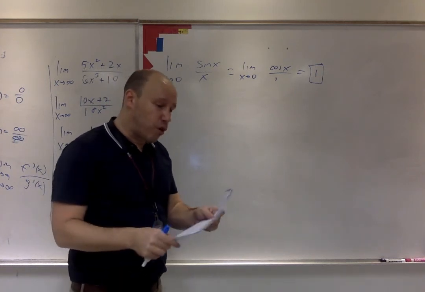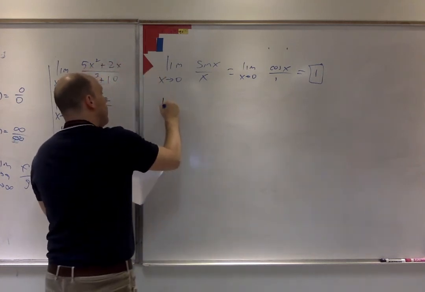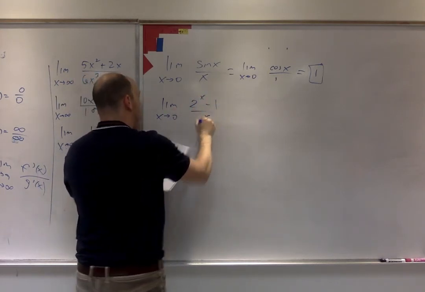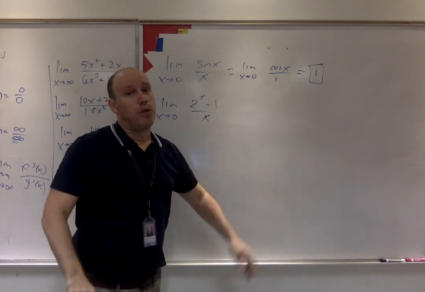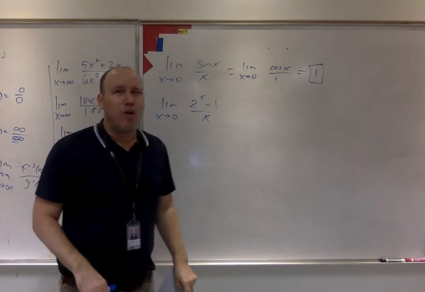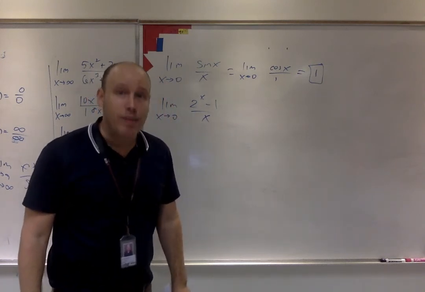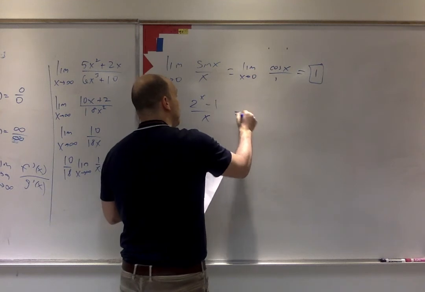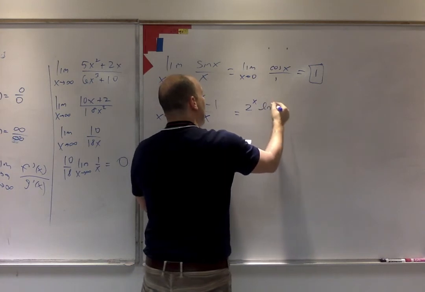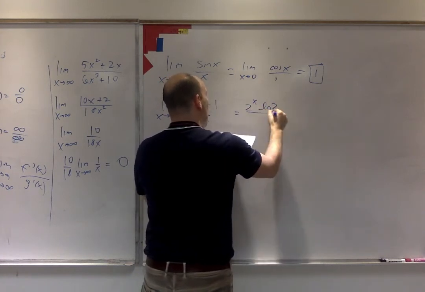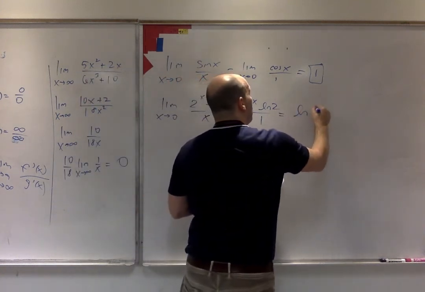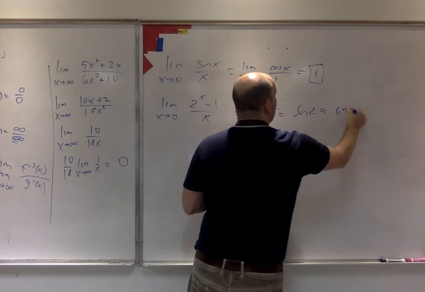Let's try the first problem I gave you. What's the limit as x goes to 0 of 2 to the x minus 1 over x? Oh, look, Mr. Adler, when I substitute this in, I get 0 over 0. So do I have to go to my calculator? No, L'Hopital's rule. What is the derivative of 2 to the x? It's 2 to the x ln of 2, over 1. Well, when I plug 0 in, I get the answer ln of 2, which is approximately 0.693.